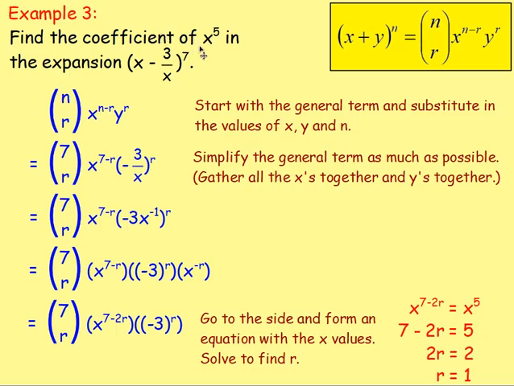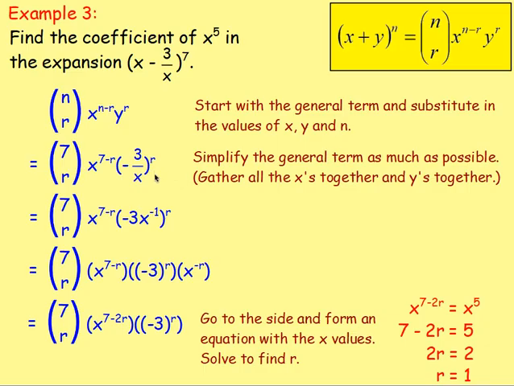With this one here, we want the coefficient of x to the power of 5 in this expansion. X take away 3 over x to the power of 7. Because you know it's a 7, you can replace the n with 7. So you've got 7 choose r. X is whatever's first, still x. So we'd have x to the power of 7 take away r. Y is whatever is second, negative 3 over x. That'll be to the power of r.